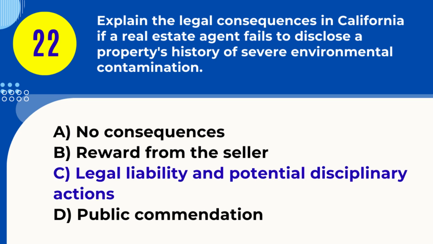Answer. C. Legal liability and potential disciplinary actions. Explanation. Failing to disclose a property's history of severe environmental contamination can lead to legal liability and disciplinary actions against a real estate agent in California. Disclosure of such material facts is legally required.